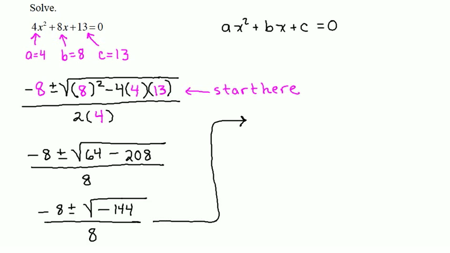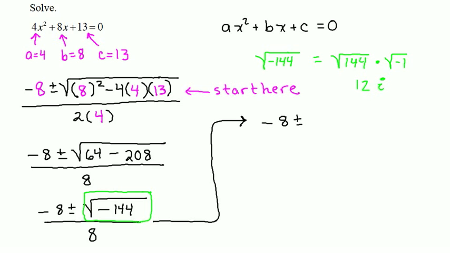The next thing I would do is focus on simplifying that radical. So generally, I think it's appropriate to take this piece out: the square root of negative 144. One way we can think of this is to pull out the negative 1 and write this as the square root of 144 times the square root of negative 1, which gives us 12 as the square root of 144 and i as the square root of negative 1. So that when I plug that back in, I have negative 8 plus or minus 12i, all divided by 8.